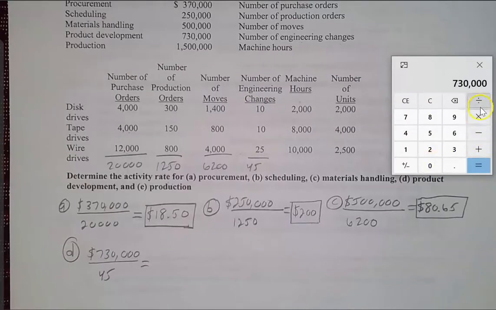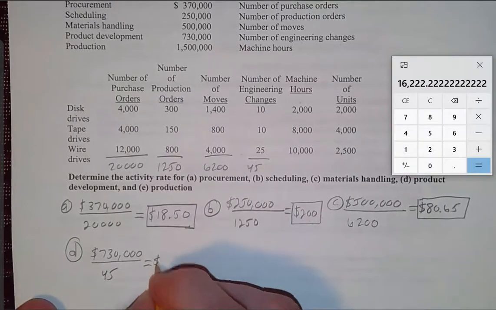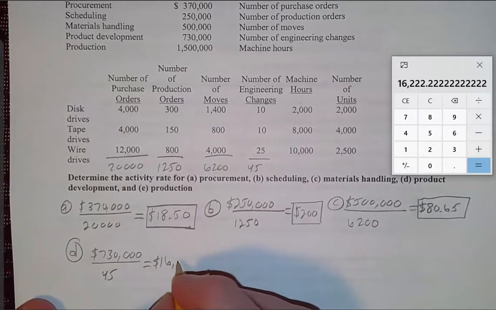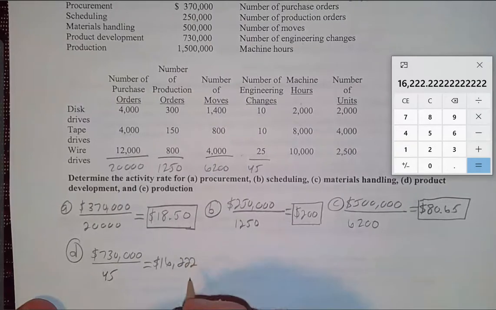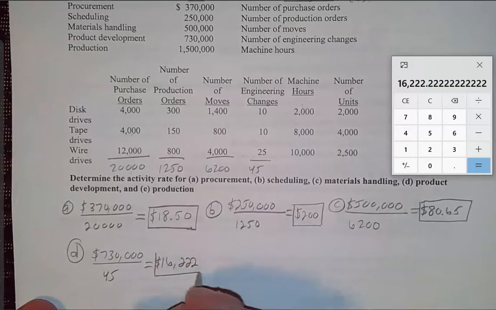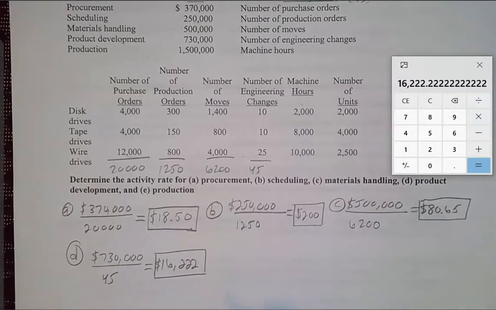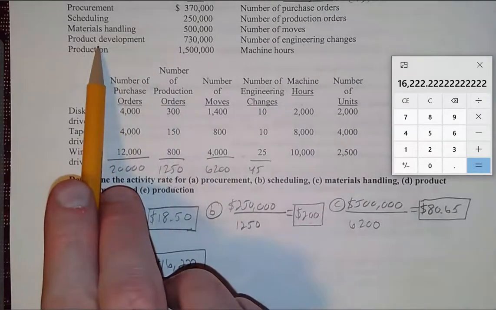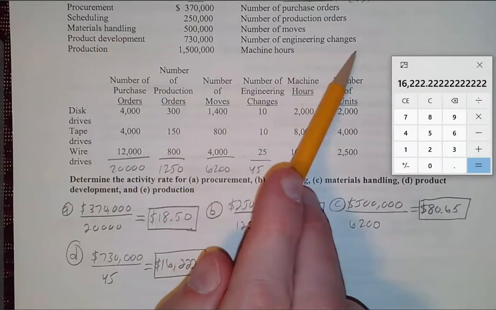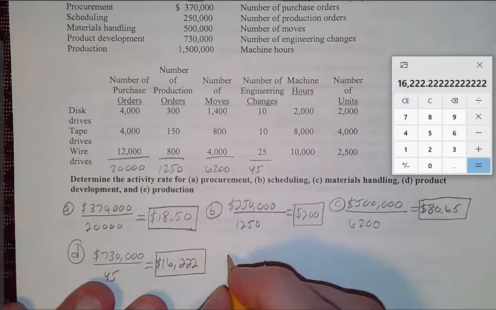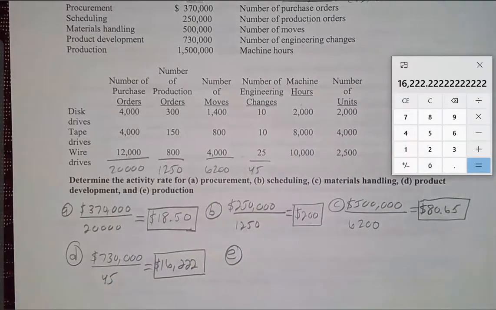730,000 divided by 45 equals, we'll just round this, $16,222 is going to be our activity rate for product development based upon number of engineering changes. And then we're going to have one more, part E.